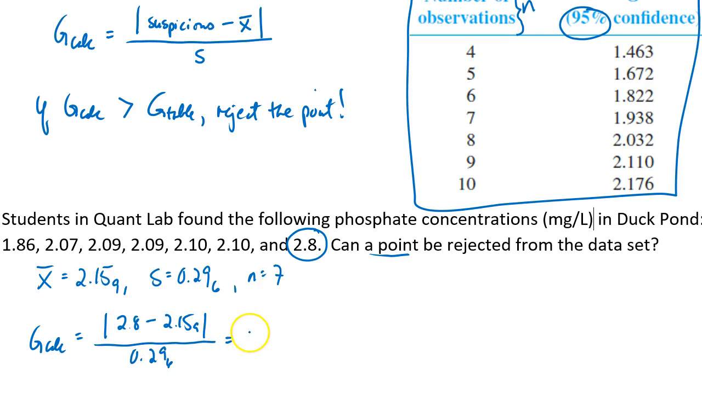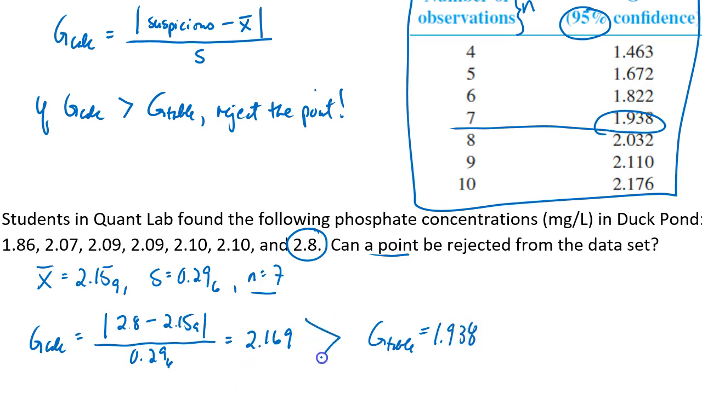And for G-calc, I got 2.16, and since G-table is reported to 3 decimal places, I always report my G-calcs to 3 decimal places. And how does that compare to G-table? Well, remember, n is 7, so this is the value that we're looking at. G-table is 1.938. So yes, G-calc is greater than G-table, so we can reject 2.8.